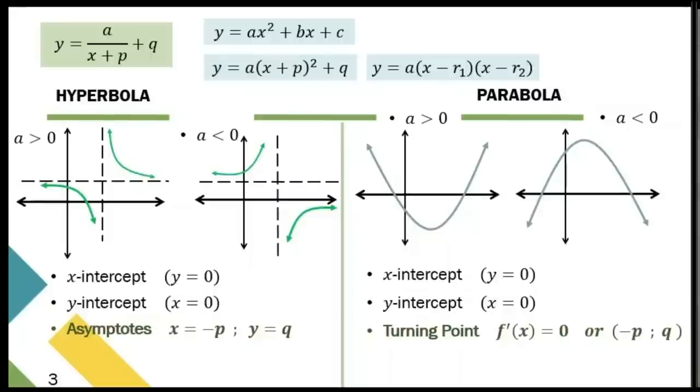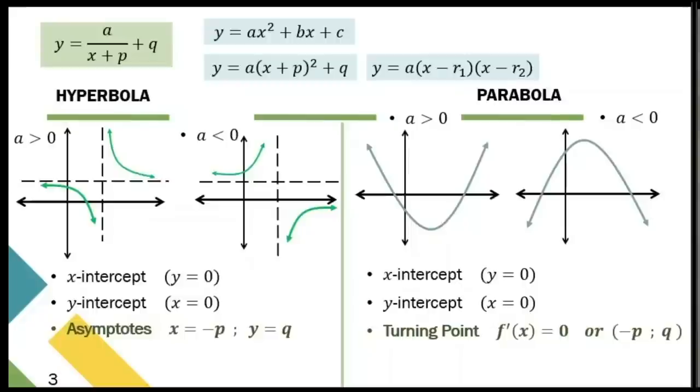When looking at our parabola, you will notice there's three forms for the equation. The equation of a parabola can be given in three different forms. The first one is called standard form. It's y equals ax squared plus bx plus c. It looks like our normal trinomial. The second form is y equals a in a bracket x plus p squared plus q. And the third type is y is equal to a times bracket x minus root 1 times bracket x minus root 2. And that is called my x-intercept form.